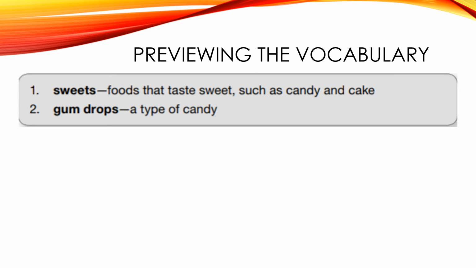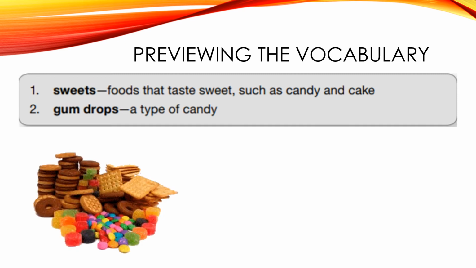Now let's preview the vocabulary that you will see in today's story. Your first word is sweets. Say sweets. Sweets are foods that taste sweet, such as candy, cakes, and cookies. Do you like sweets? I sure do.